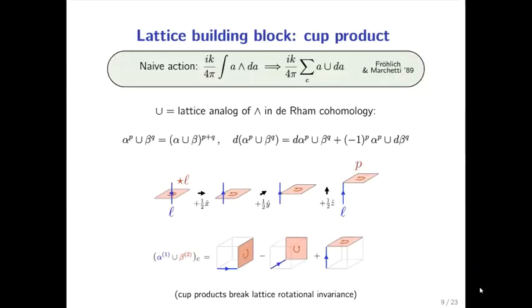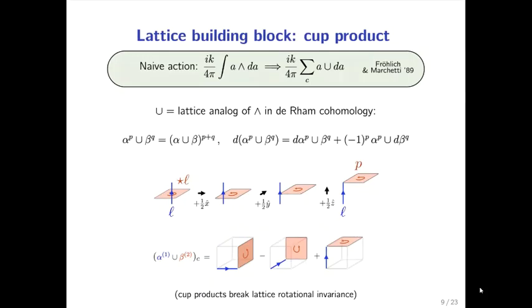Right, so the sort of naive first thing that we would do to construct a lattice action for Chern-Simons theory is take our A wedge dA and convert our wedge to something called the cup product and swap our integral for a sum over cubes. So this cup product is the lattice analog of the wedge product in cohomology. Okay, so it satisfies sort of familiar properties. The cup product of a p-form and a q-form is a (p plus q)-form. And the cup product respects a Leibniz rule with respect to exterior differentiation.